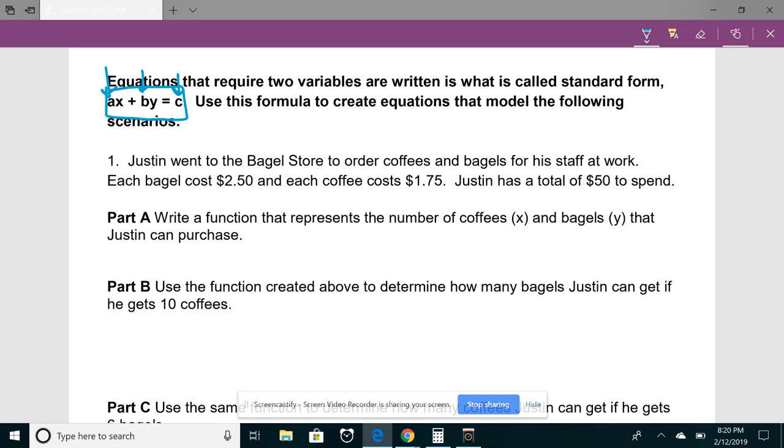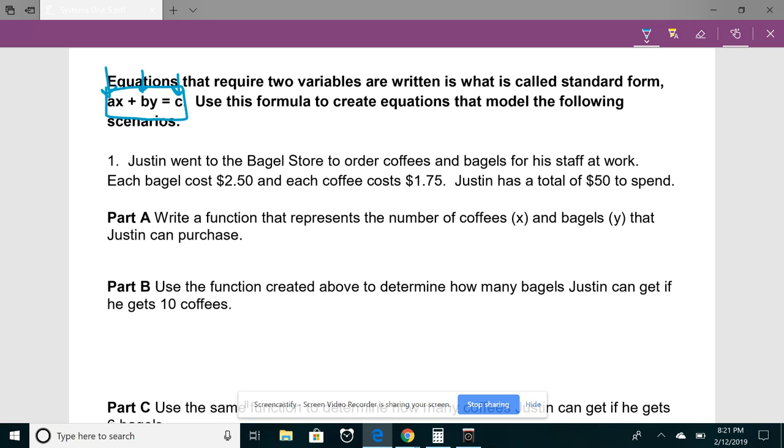or different scenario they give us. All right, and it's fairly simple just to set up an equation in standard form, but you have to be aware of correlating the right numbers with the right letters. So in the first problem, it says Justin went to the bagel store to order coffees and bagels for his staff at work. Each bagel costs $2.50, and each coffee costs $1.75. Justin has a total of $50 to spend.